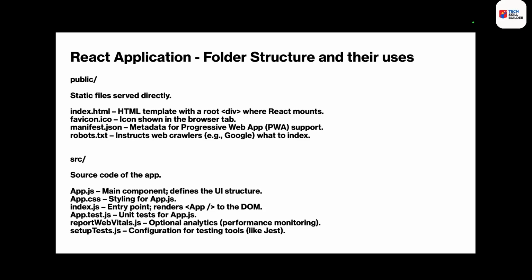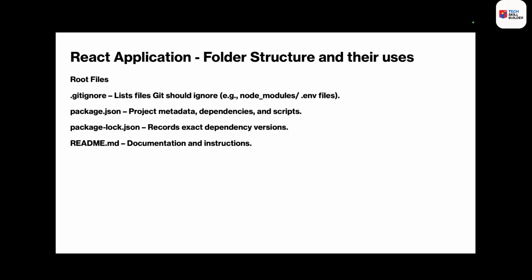Another file is app.test.js. This is a unit test for our app.js or app component. Another file is reportWebVitals.js. It's optional, for analytics and performance monitoring purposes. That file is there, that we'll see later whenever it comes into use. And another most important file is setupTests.js. This is a configuration for unit test cases, like Jest.